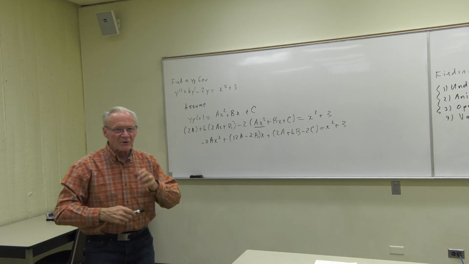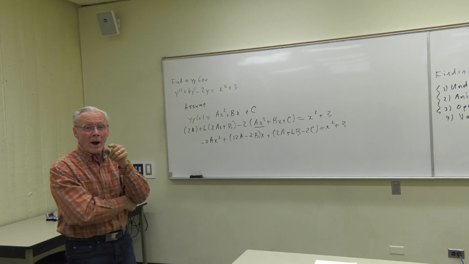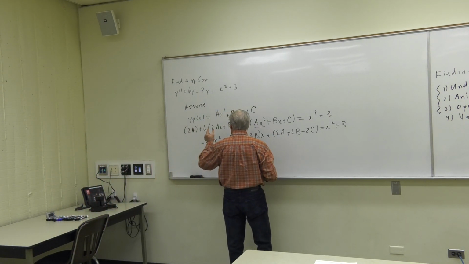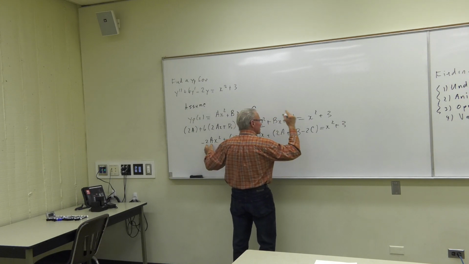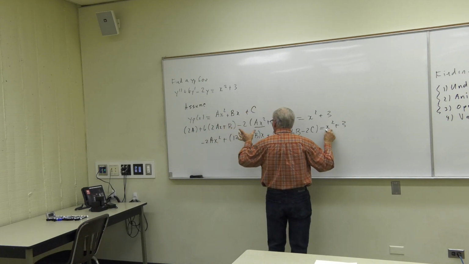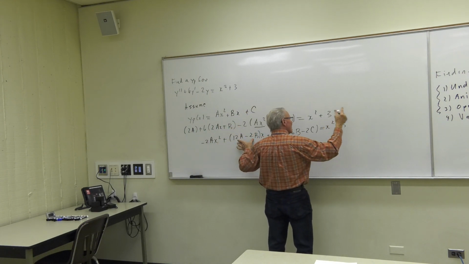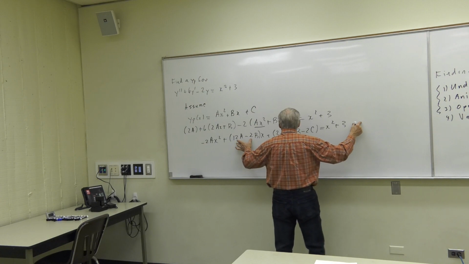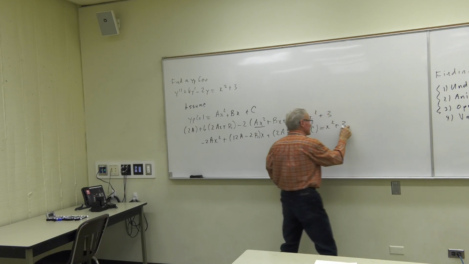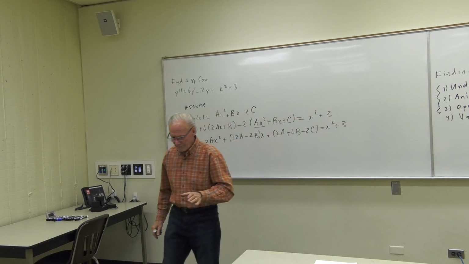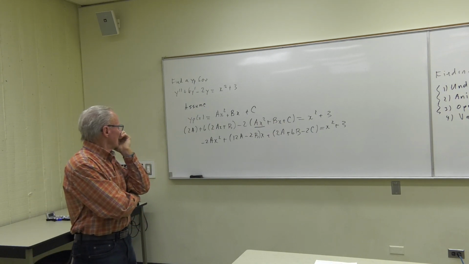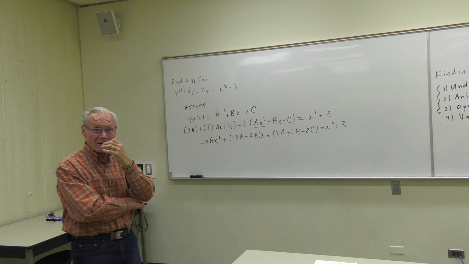I'm now going to do the following, and you're going to tell me why I could do it. I'm going to equate the coefficient of x squared on this side to the coefficient of x squared on the other side. I'm going to equate the coefficient of x on the left side to the coefficient of x on the right side. I'm going to equate the non-x terms to the non-x terms, right? I'm going to do that in a minute. But I'm going to ask you, by what authority can I do that?